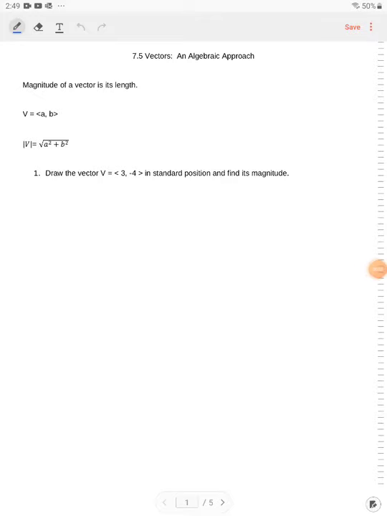Okay, this video will cover vectors and the algebraic approach. There are two concepts that you need to know to find a vector's length and direction. You have to know that the magnitude of v, written with absolute value bars, is the square root of a squared plus b squared. And to find its direction, we're going to use tangent theta equals y over x.